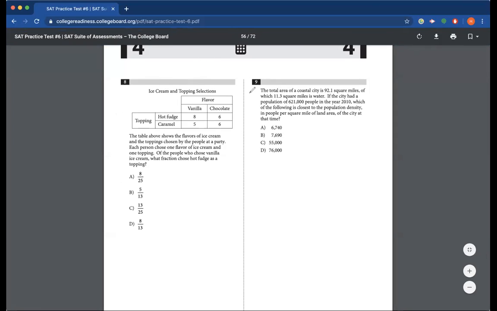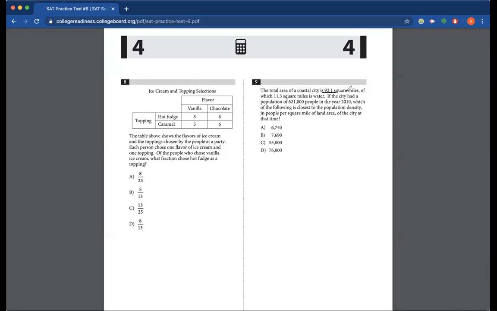The total area of a coastal city is 92.1 square miles, of which 11.3 square miles is water. If the city had a population of that many people in the year 2010, the following is closest to the population density in people per square mile of land area of the city at that time. So, I'm pretty sure we don't include the ocean.